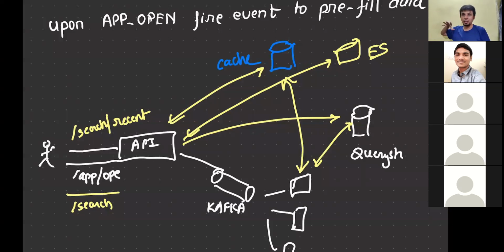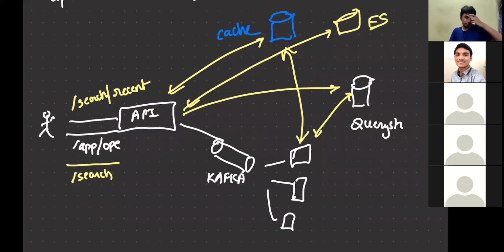You would have a separate query store. You would have a separate cache. Your /search/recent GET request would always go to the cache, get the result and respond. Your app open event would be consumed through Kafka. It would come to the API server and be streamed to Kafka.